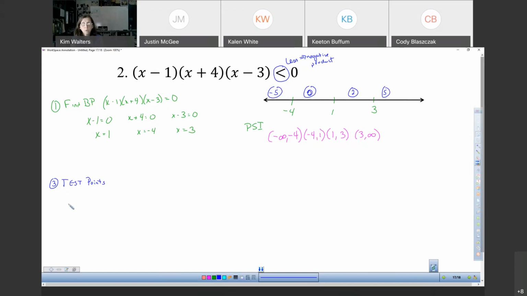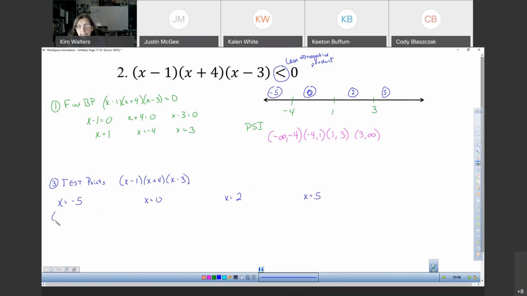Okay. I am going to have 4 of them this time, so I'm going to test -5. I'm going to test 0. I'm going to test 2, and I'm going to test +5. Where am I going to test them? I'm going to test them in this very long 3-term product of x minus 1, x plus 4, and x minus 3. Reminding you again that I want negatives, okay? That's what the less than 0 tells me, is I want my answers down here when I test these to be negative. That means that interval is going to be part of my solution.